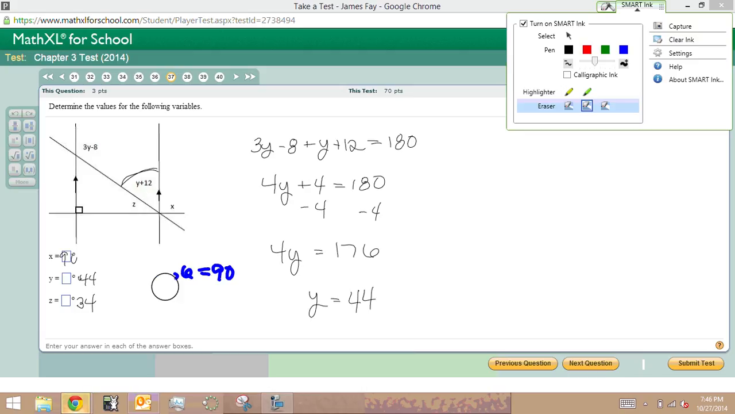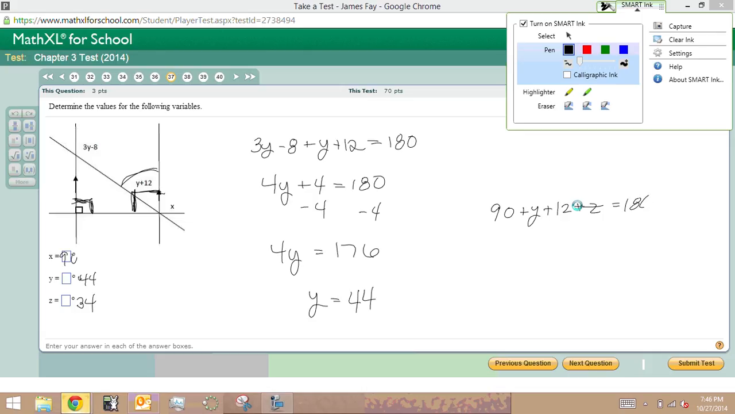Another way to do it is to look at that angle there and this angle here and know that they should be supplementary because they're same-side interior angles. So you're going to say 90 plus y plus 12 plus z is equal to 180. Now we know that y was 44, so I'll substitute 44 in there. I can go ahead and subtract all this stuff over, and I'm still going to get z to be 34 degrees.